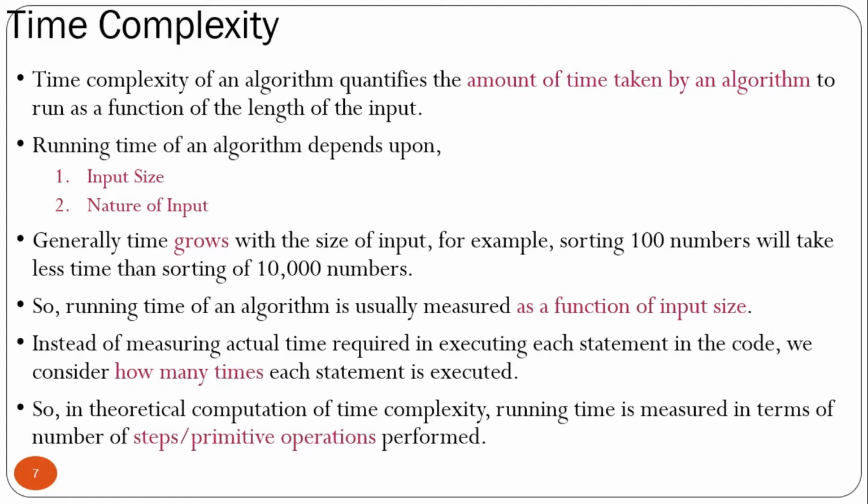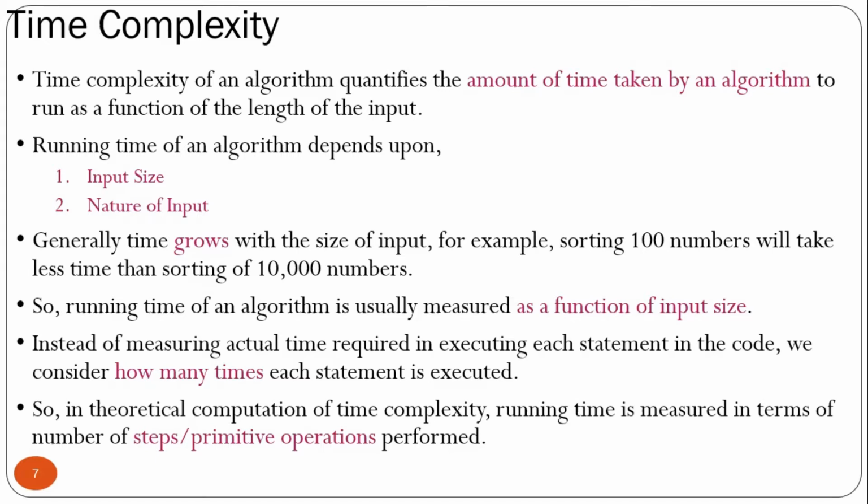Okay. So the time complexity of an algorithm quantifies the amount of time taken by an algorithm to run as a function of the length of input. So the running time of an algorithm depends upon the input size and the nature of input. Generally, the time grows with the size of input. For example, if we are going to sort 100 numbers, it will take less time, and if we are sorting crores or billions of numbers, it may take more time. So the time will grow as the input size increases. So time is usually a function of the given input size.